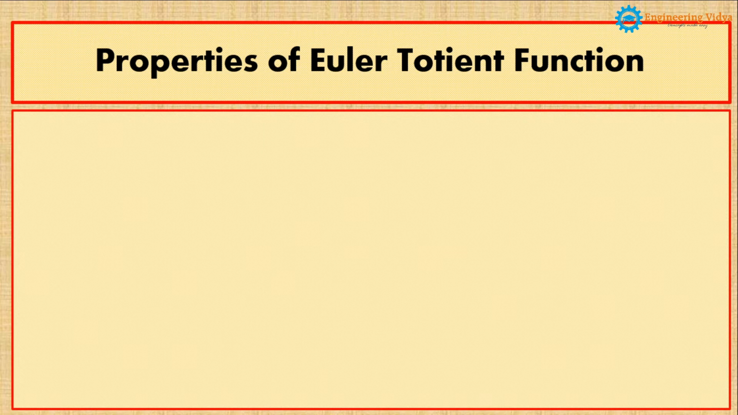So if you know the properties of the Euler-Totient function, then by knowing these properties you can solve the problem in less time as well as without error. That's why we are learning these properties of the Euler-Totient function.